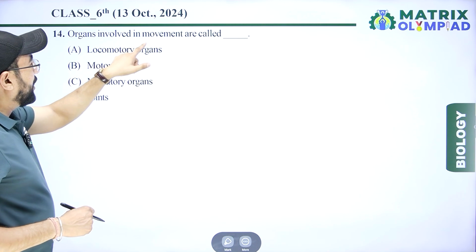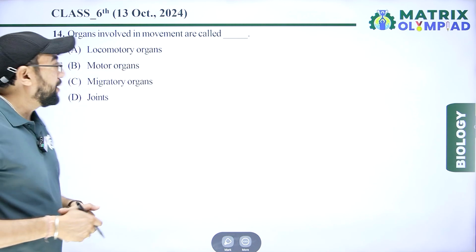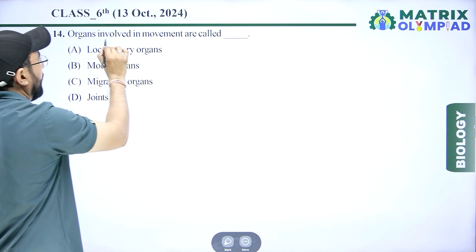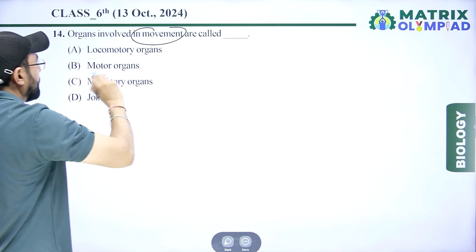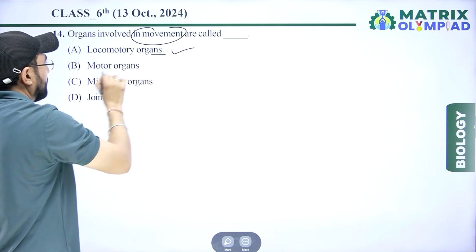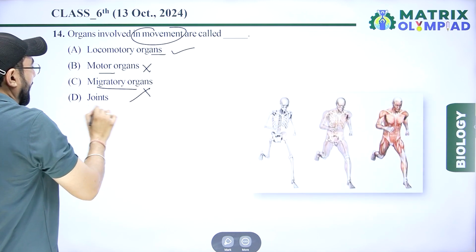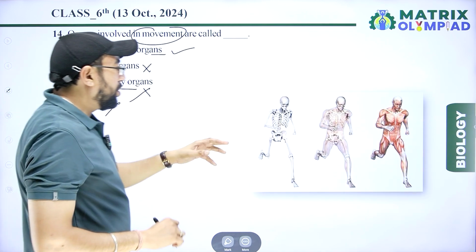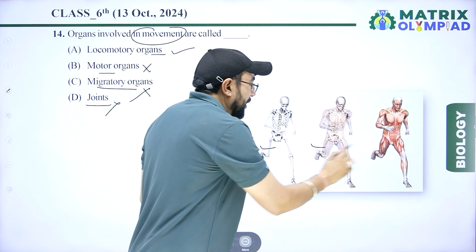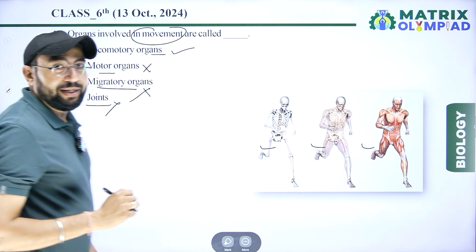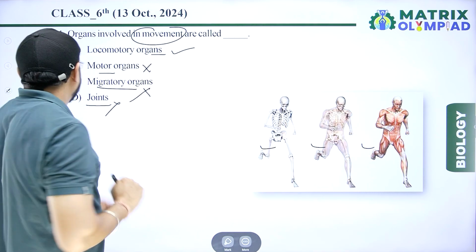Organs involved in movement are called? Option first, locomotory organ, right. Motor organ, wrong. Migratory organ, wrong. And joint, wrong. Locomotory organs help in locomotion. The right answer is option first.